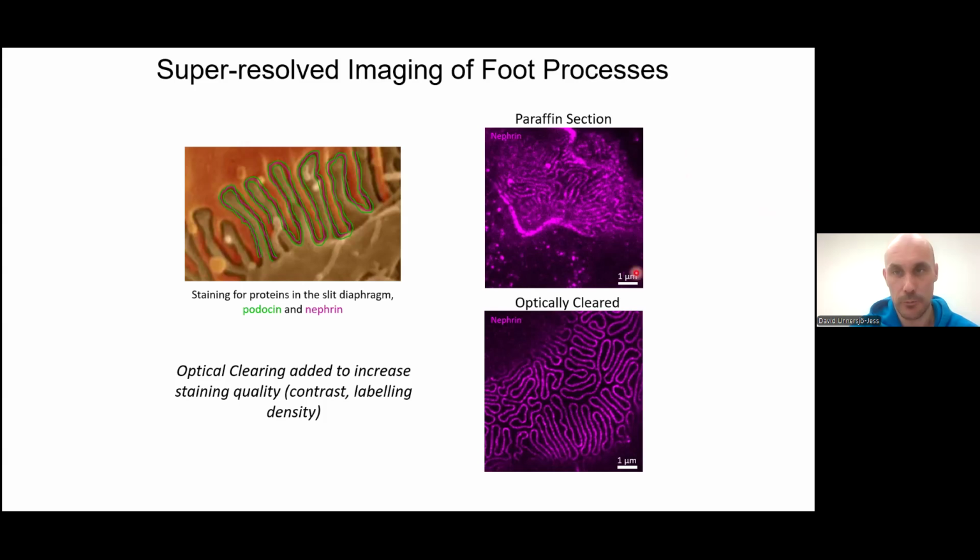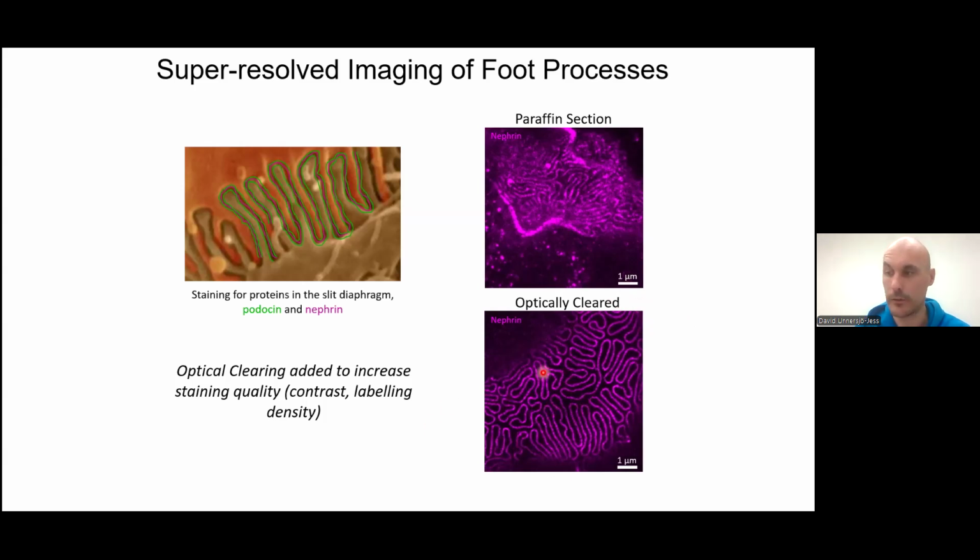But what we found is that with paraffin embedded samples, like immunohistochemistry, the gold standard method of preparing samples, we can start to see these structures when we stain for proteins that localize to the cell junction between these fingers. But you can see that the background is quite high and the staining efficiency is not great. So what we then did was to add an optical clearing step, just this SDS clearing step, and this allowed us to achieve this staining quality here.